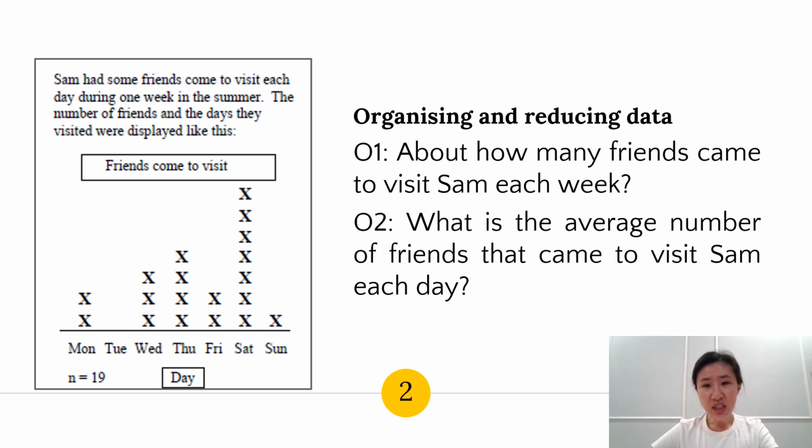O2, what is the average number of friends that came to visit Sam each day? In this data, you know that the total number of friends who came to visit him is 19 from Monday to Sunday for that particular week.